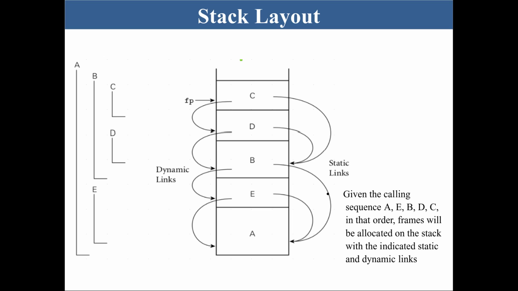The code for subroutine C can find the local objects at a non-offset from the frame pointer. Then it can find local objects of surrounding scope B by dereferencing its static chain once and then applying the offset, that is, displacement addressing. Then it can find the local objects of B's surrounding scope, that is A, by dereferencing its static chain twice and then applying an offset.